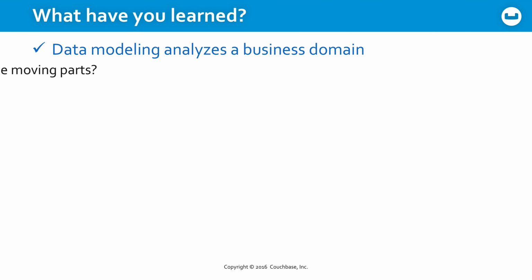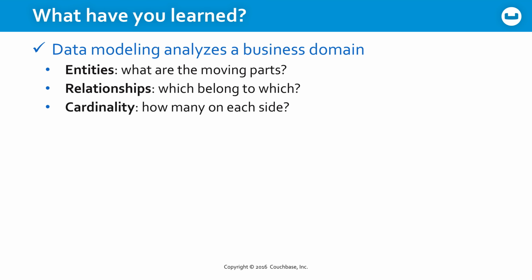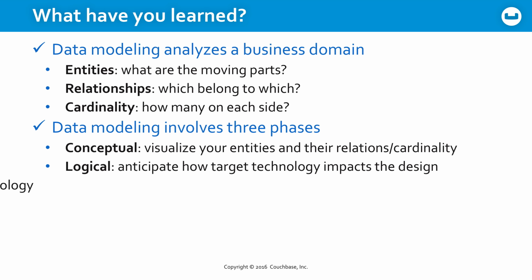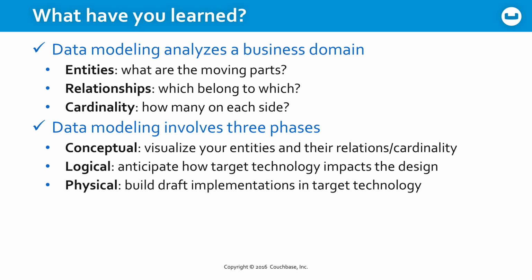So what have you learned here? First, data modeling is the process of analyzing a business domain, all of the requirements that you plan to address with the technology that you're designing. So, what are the entities, the relationships, and the cardinality? Or what are the moving parts? Which moving parts belong to which, and how many are there on each side? Get your pen and paper out. Just start drawing. And then we considered how you might go through a series of phases in this process.